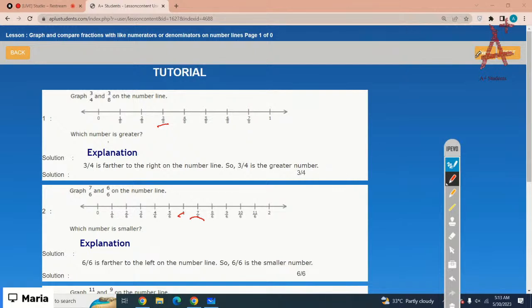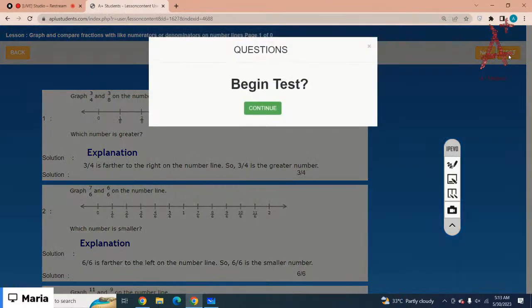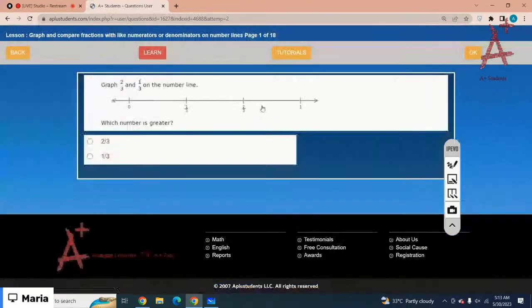Let's just start with the test questions, then we'll see. Okay, begin test. Okay, graph 2 by 3 and 1 by 3 on the number line. See, here you have 0, 1 by 3, 2 by 3 and 1. Which number is greater?